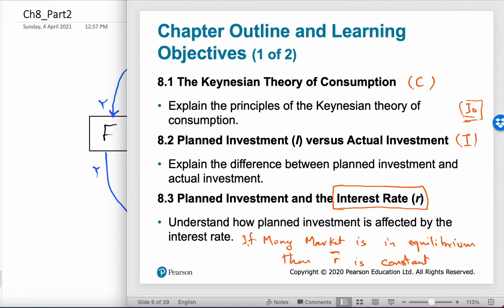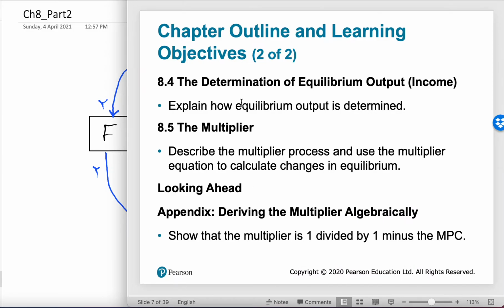And then it moves to explaining how the level of output or income is going to be determined in the goods and services market. So the determination of equilibrium output, or the GDP which the country is producing: how it's determined endogenously, or through the model, how the model explains its determination. And through this process, we are introducing a new concept called the multiplier.